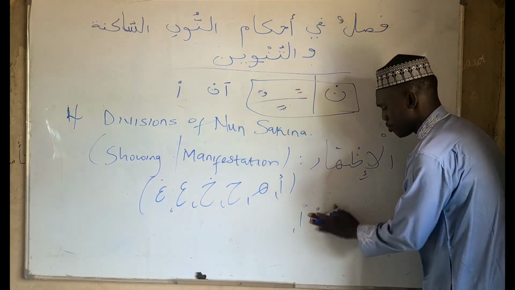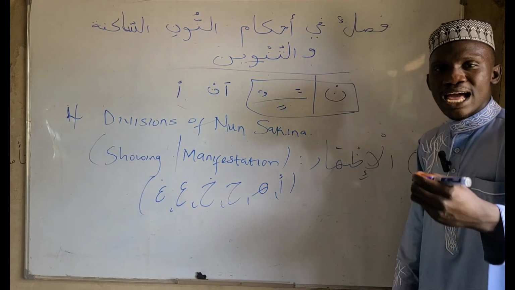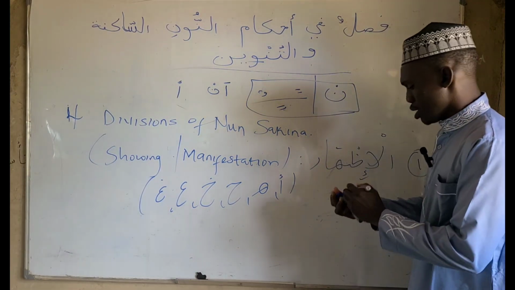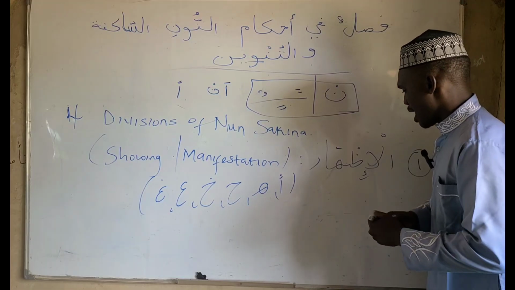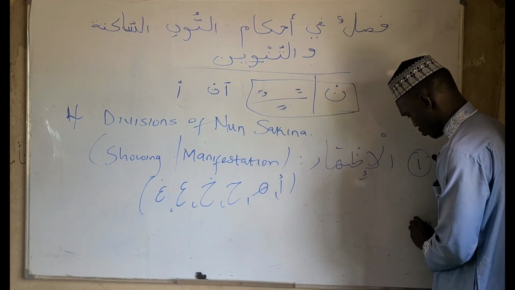So let me give you an example. The example we all know, right? صراط الذين أنعمت عليهم, for example.